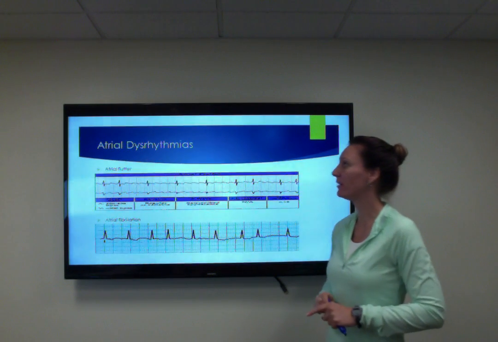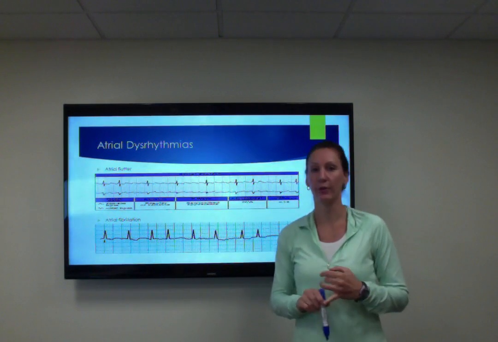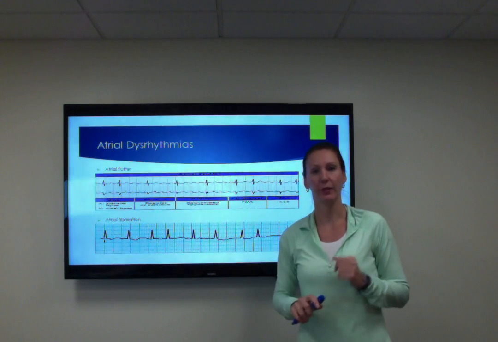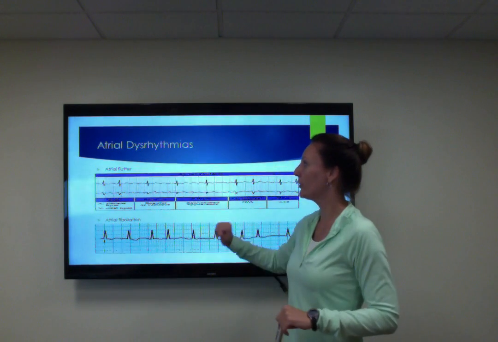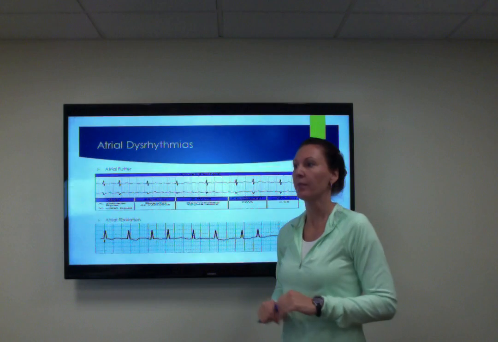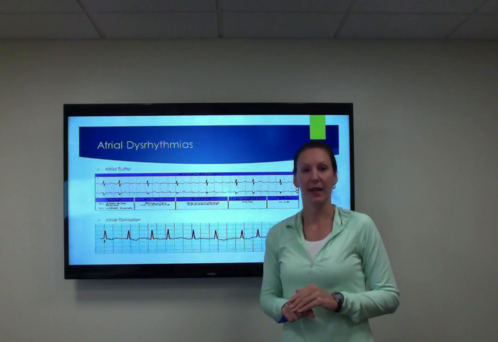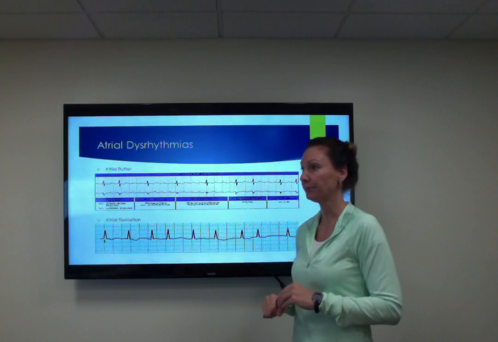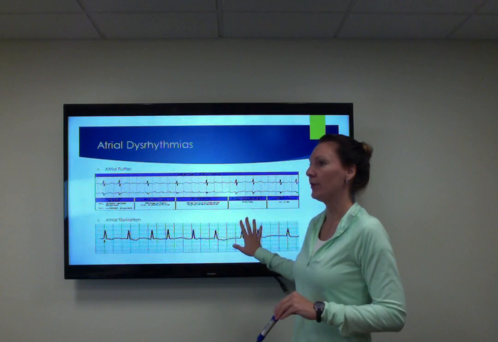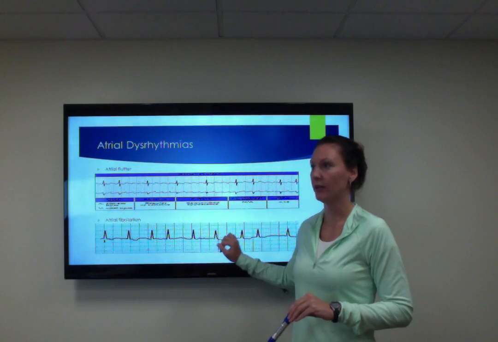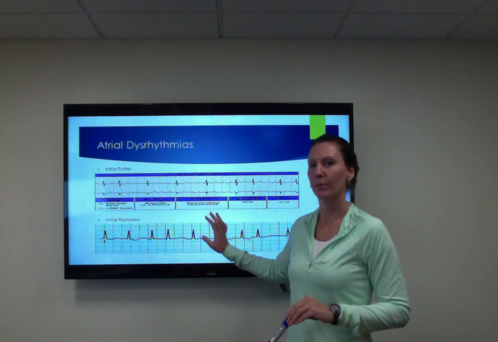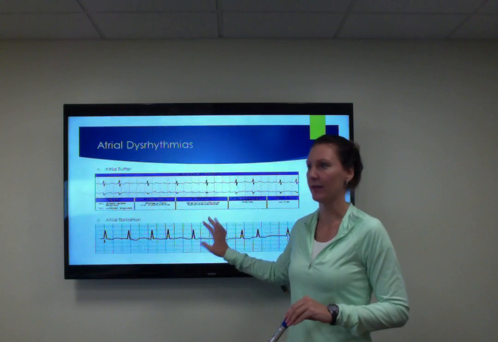So for the first set of arrhythmias, we're going to talk about atrial dysrhythmias and ventricular dysrhythmias. For atrial, you have A flutter and A fib. These are arrhythmias that actually originate in the atria. So they have atrial contraction, and your P wave is missing at this point.